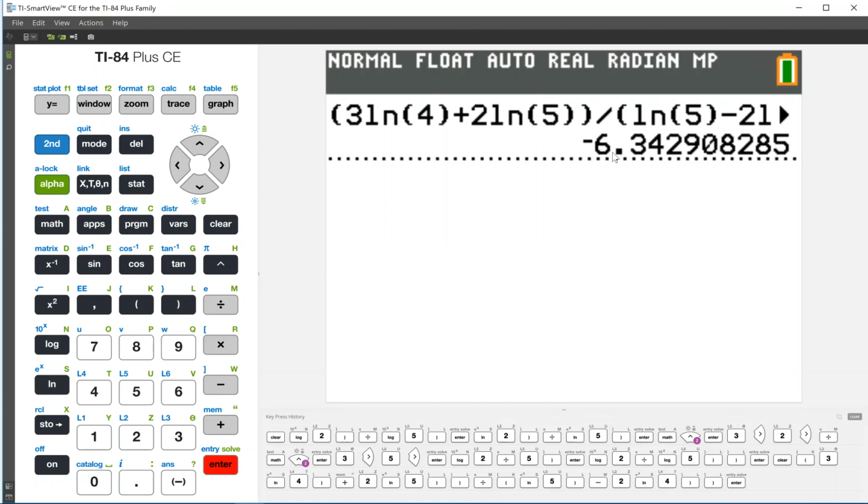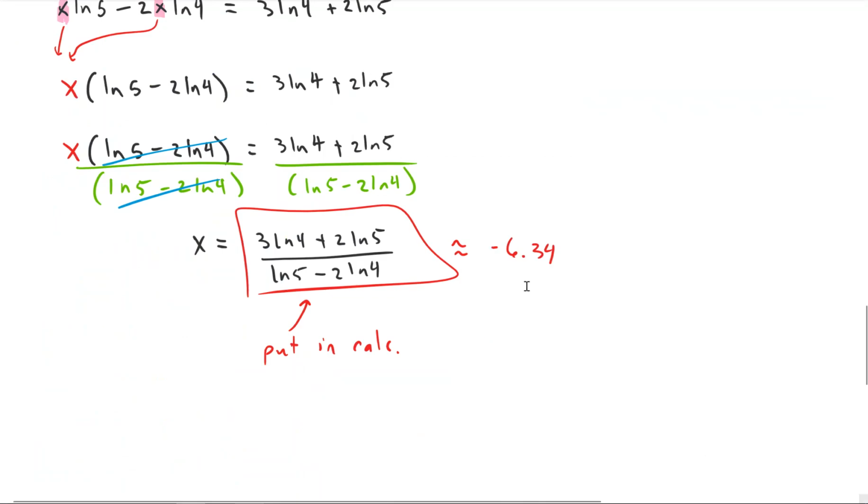We have negative 6.34, which is, I truncated it, approximately what we had right here.